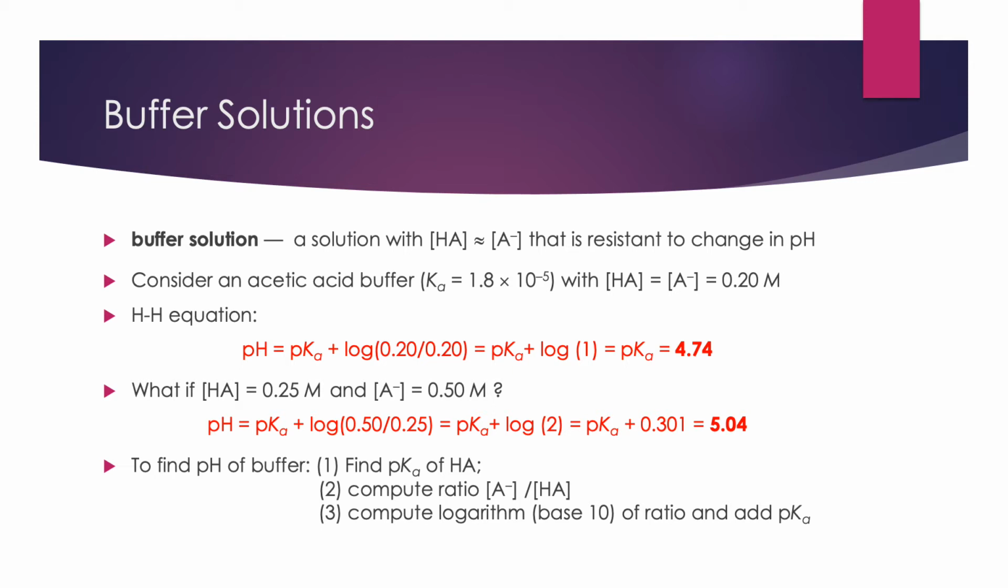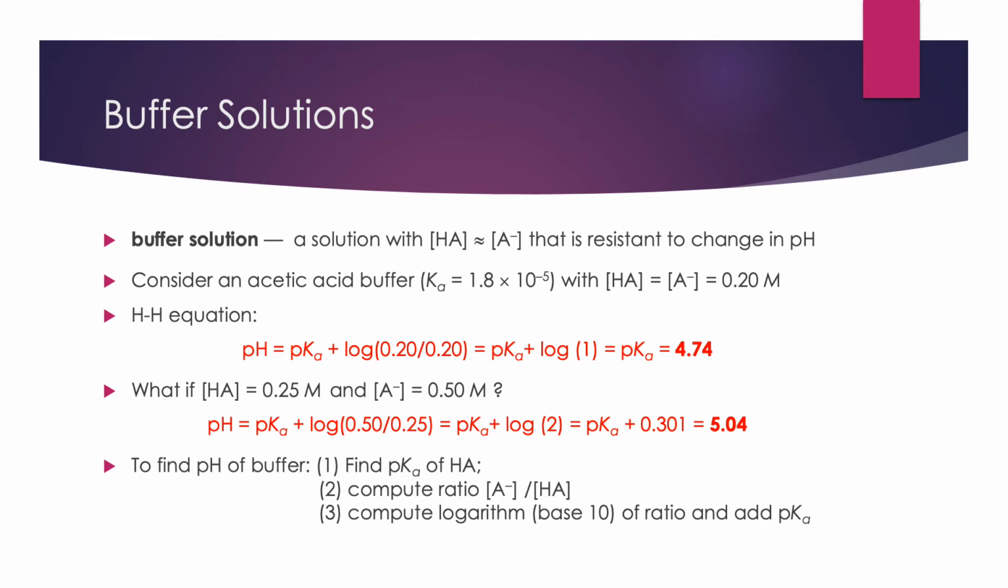Well, at that point, the Henderson-Hasselbalch equation would tell us that the pH is equal to the pKa plus the log of 0.5 divided by 0.25. Remember, it's always going to be the A minus divided by the HA. In this case, that then becomes 2. So we have pKa plus log of 2. And in base 10, log of 2 is 0.301. So pKa plus 0.301 is 5.04. So we can see that what has happened by altering this ratio of HA and A minus is that we've changed the pH from the 4.74 when they were both equal to 5.04 when the A minus is in double the concentration of the HA.